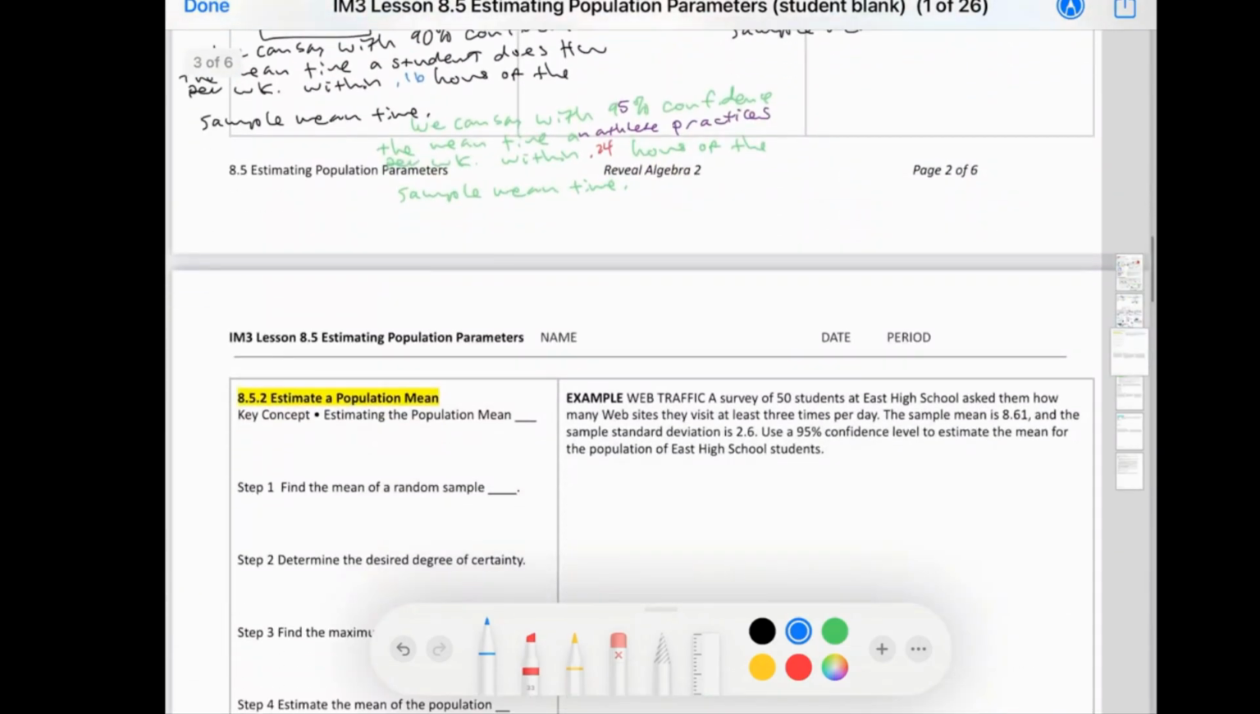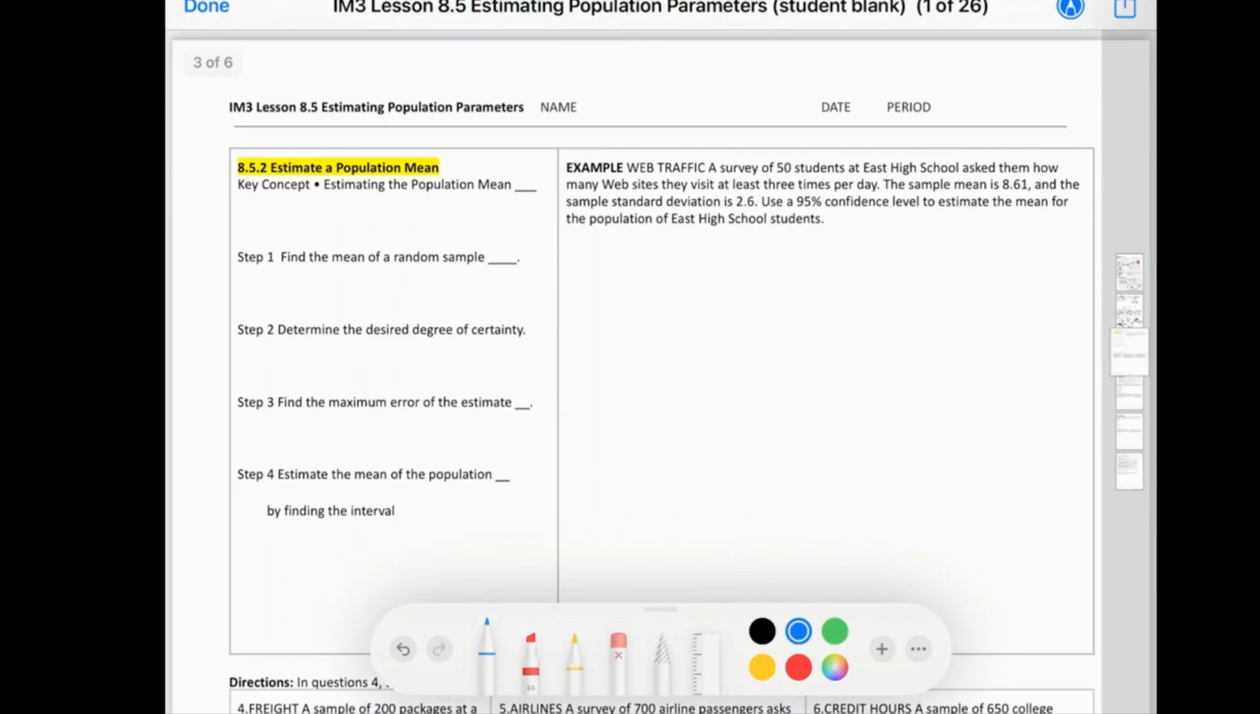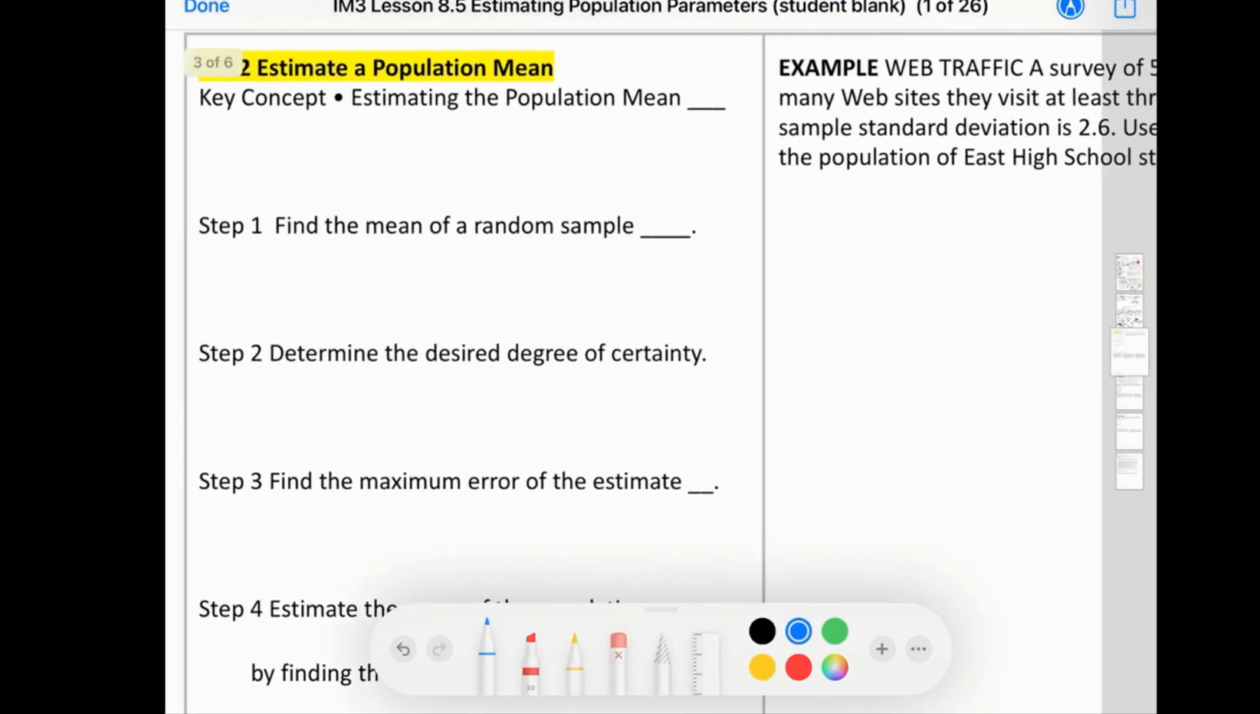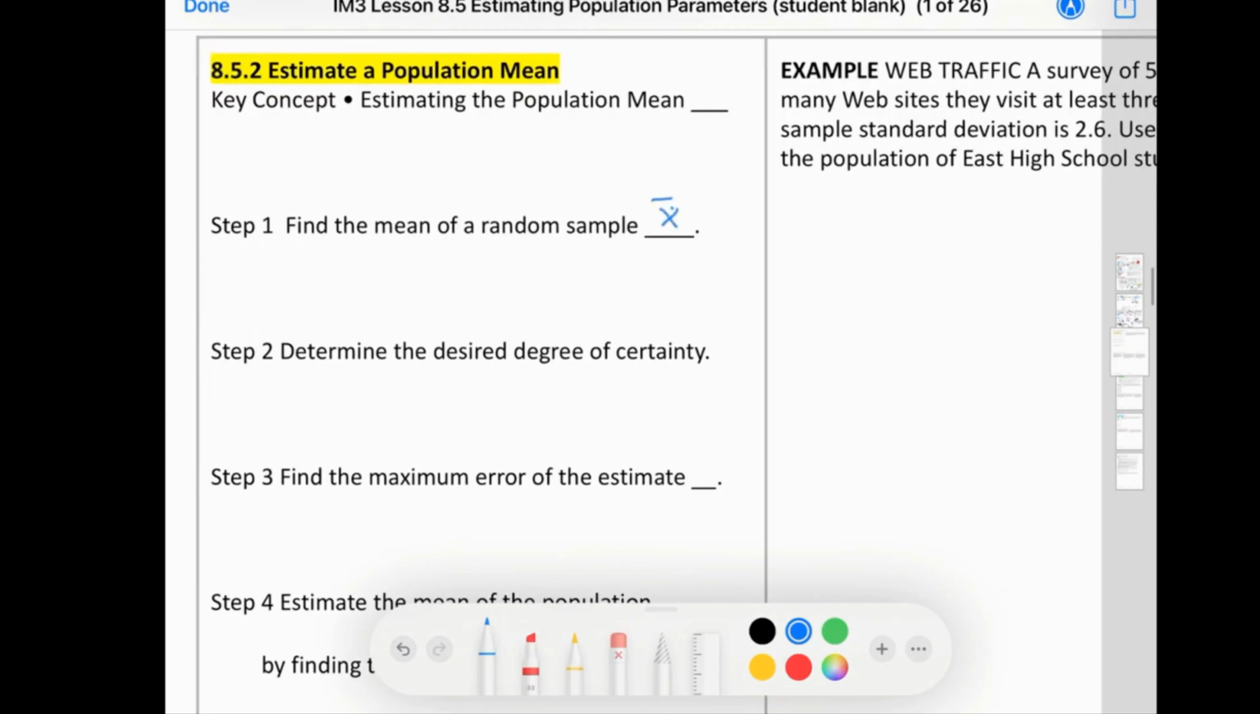Let's move on to 8.52, the estimate of a population mean. All right, the key concept here is estimating the population mean. And so if you think about the symbols, we need to find the mean of the random sample, and this is going to be x bar. This one is mu, remember, because that's the population, and the one I just did is from a sample.